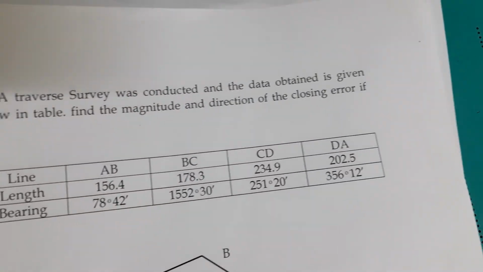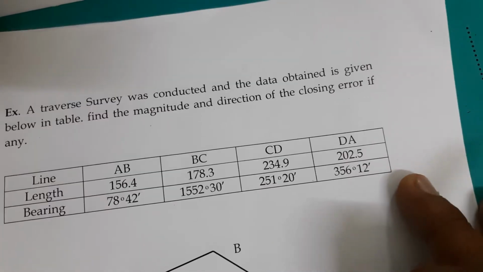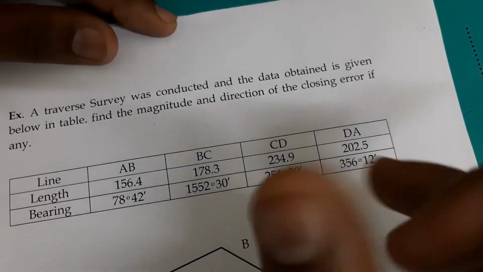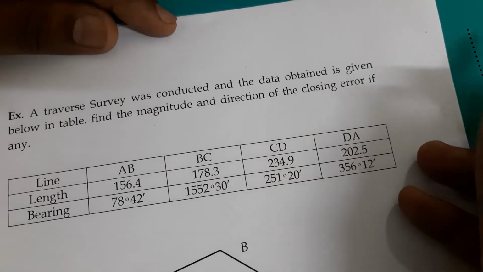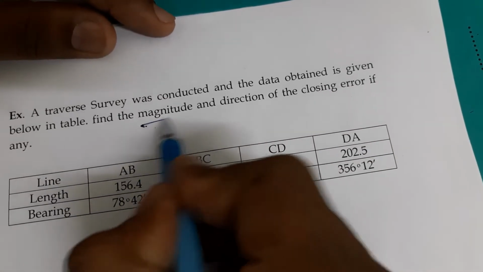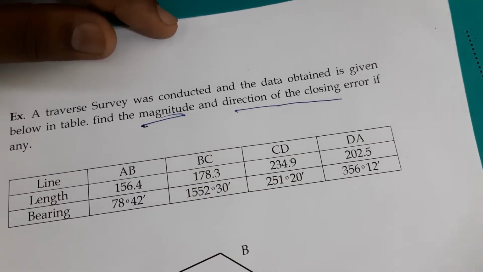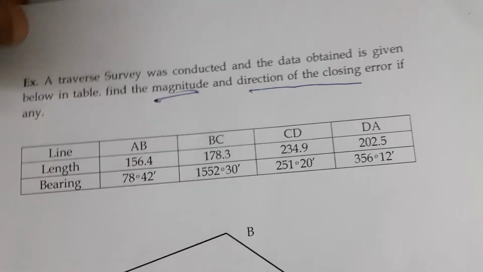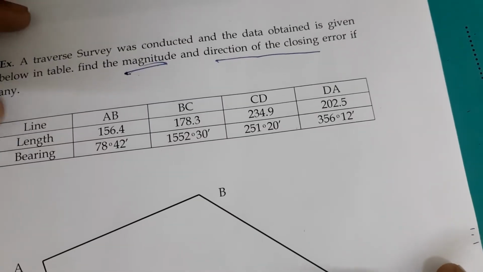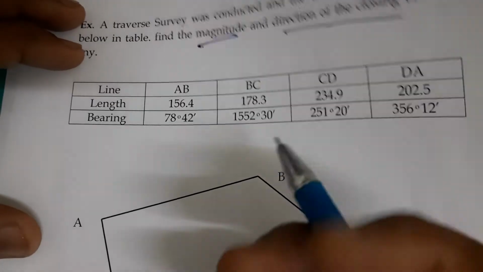Okay, here one example is given to you. A traverse survey was conducted and the data obtained is given in a table. We need to find the magnitude and the direction of the closing error that we discussed here. In the table, you can see that data is given to you.